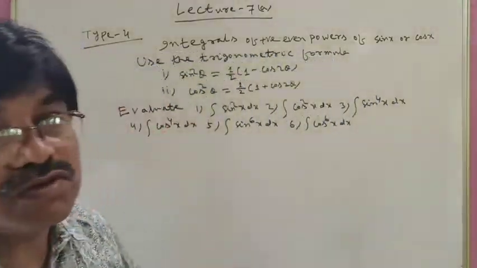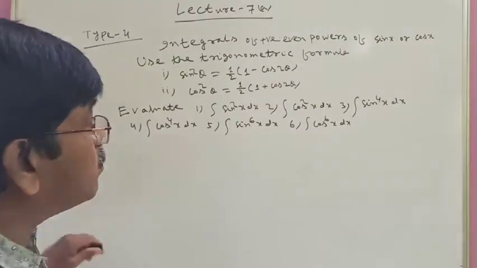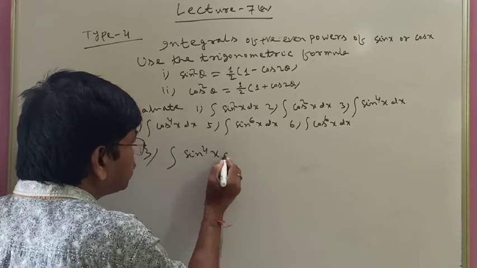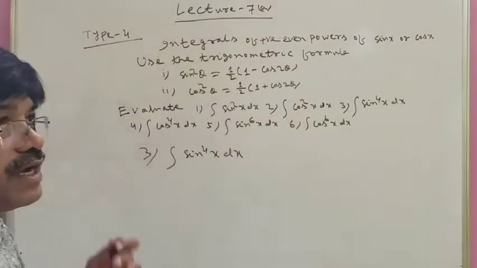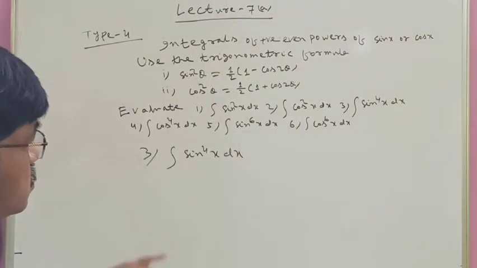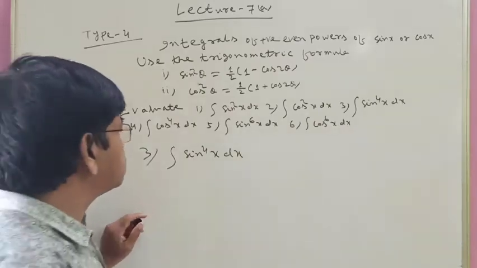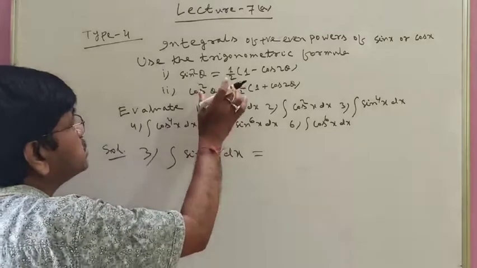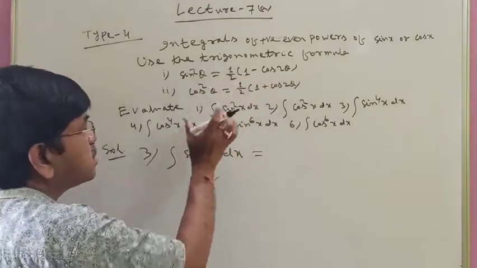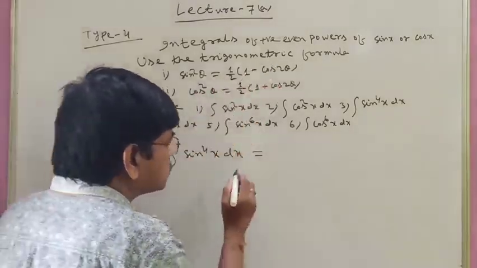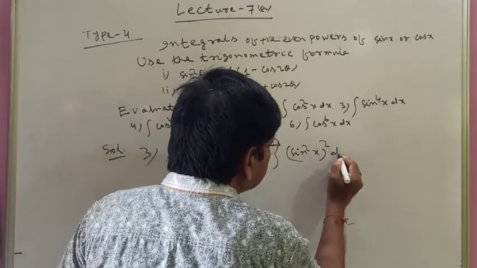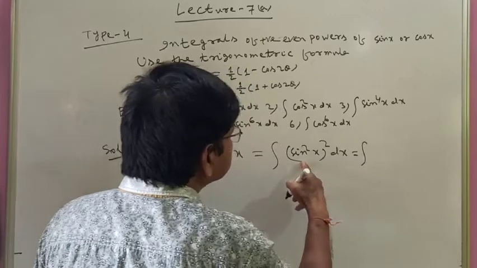So let us solve question number 3. What is your question number 3? That is integration of sin to the power 4x. Here the power of sin is even, so what to do? You know sin square x equal to half into 1 minus cos 2x. So you write sin to the power 4x as sin square x whole square.